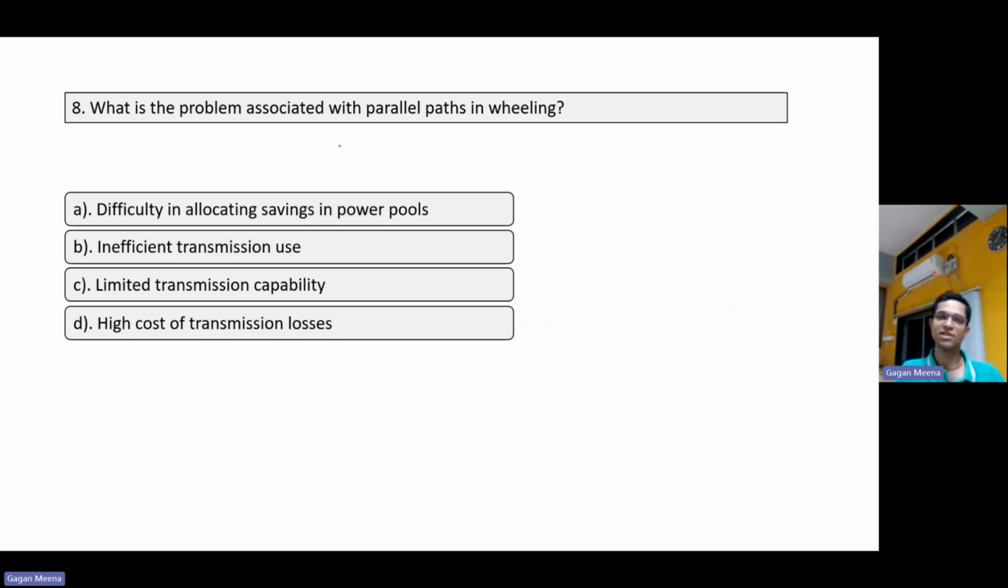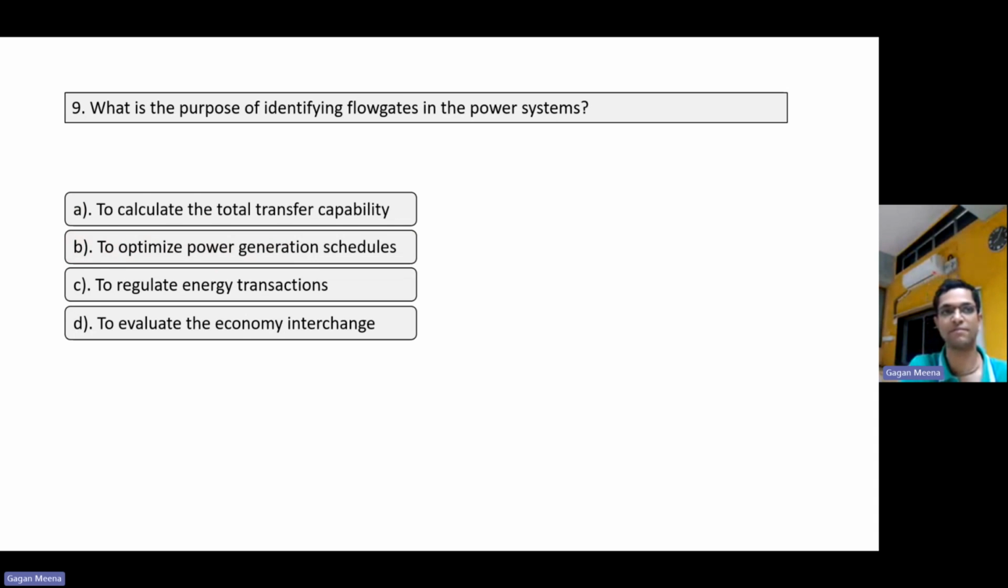What is the problem associated with parallel path in wheeling? It results in inefficient transmission use. The capacity which was supposed to be used by the wheeling utility is being utilized by the parallel paths now. That is the problem.